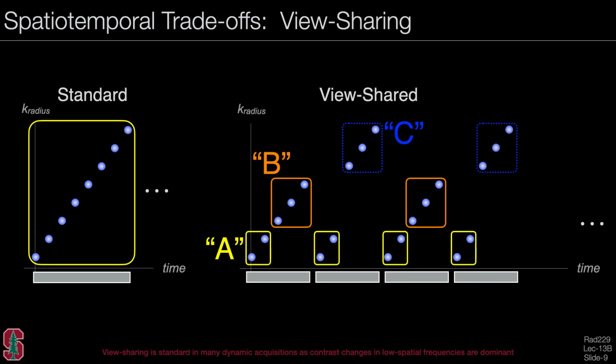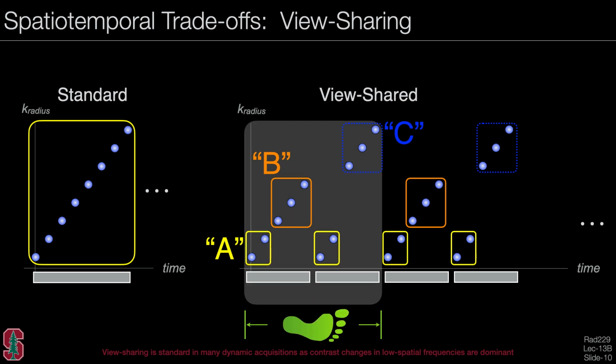Another approach we often consider with spatiotemporal imaging is what's called view sharing. And here, what we're going to do is divide the K-space into different regions, and typically the central K-space will be called A, and then moving out we'll go to B and C. And what we might do is acquire the A region, followed by some B region, and call that one time frame. And then on the next time frame, we'll again acquire the central information, but instead acquire different outer K-space information in the region C.